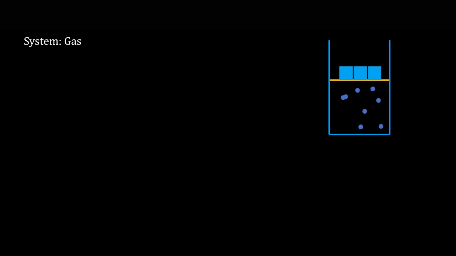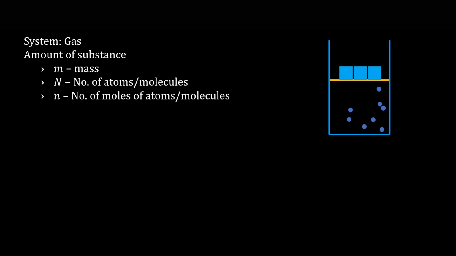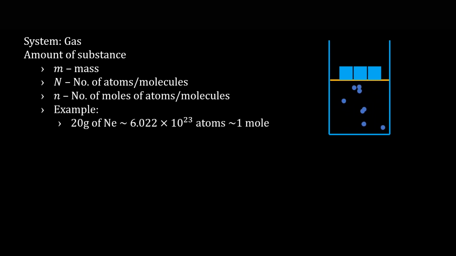Before going into pressure, volume, and temperature, let's see what is the amount of substance. We can define this in terms of mass, or number of atoms or molecules, or number of moles of atoms or molecules. For example, 20 gram, the atomic weight of neon, will have these many, that is 1 Avogadro number of atoms, which is basically 1 mole. But we'll keep using this kind of cartoons with only a few number of atoms for clarity.